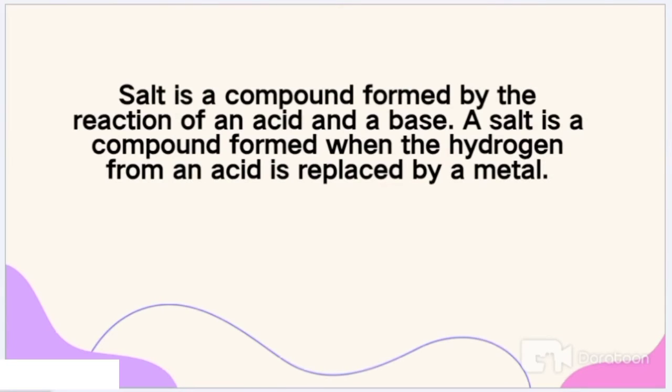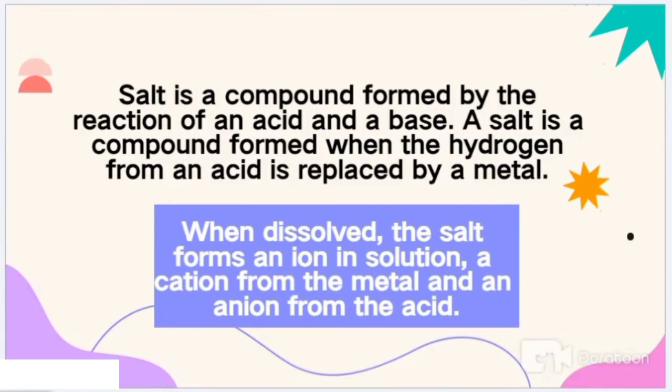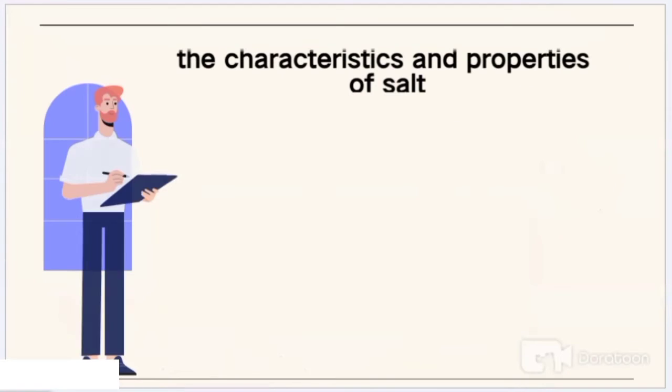Salt. Salt is a compound formed by the reaction of an acid and a base. A salt is a compound formed when the hydrogen from an acid is replaced by a metal. When dissolved, the salt forms ions in solution, a cation from the metal, and an anion from the acid.